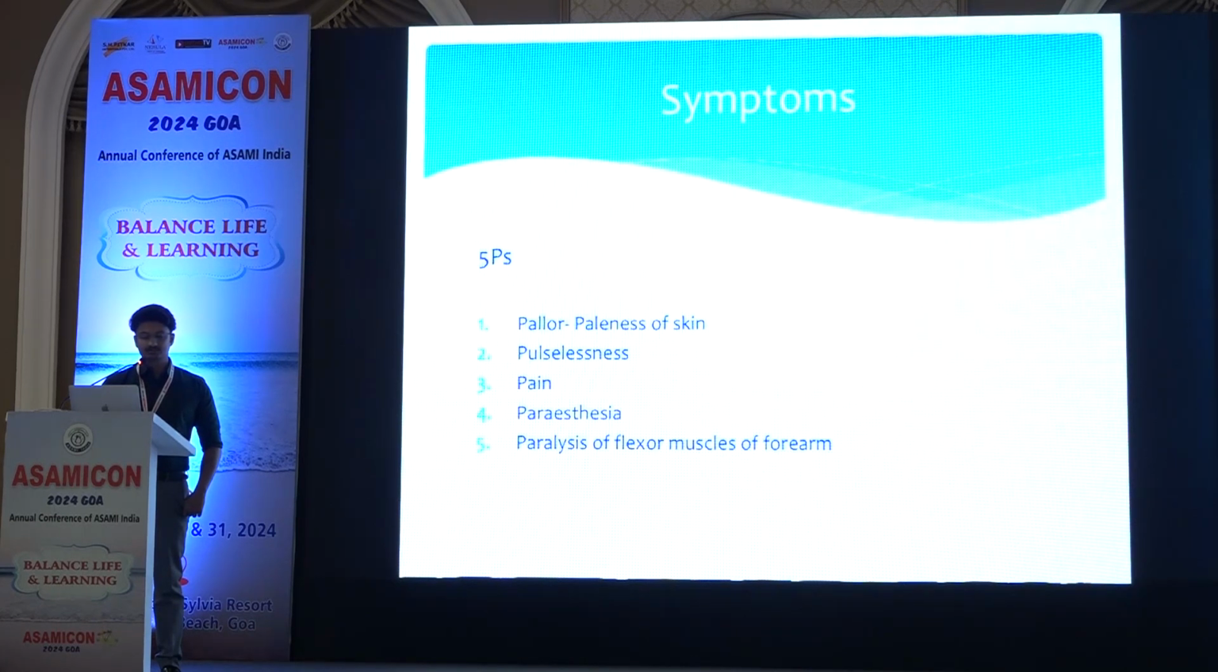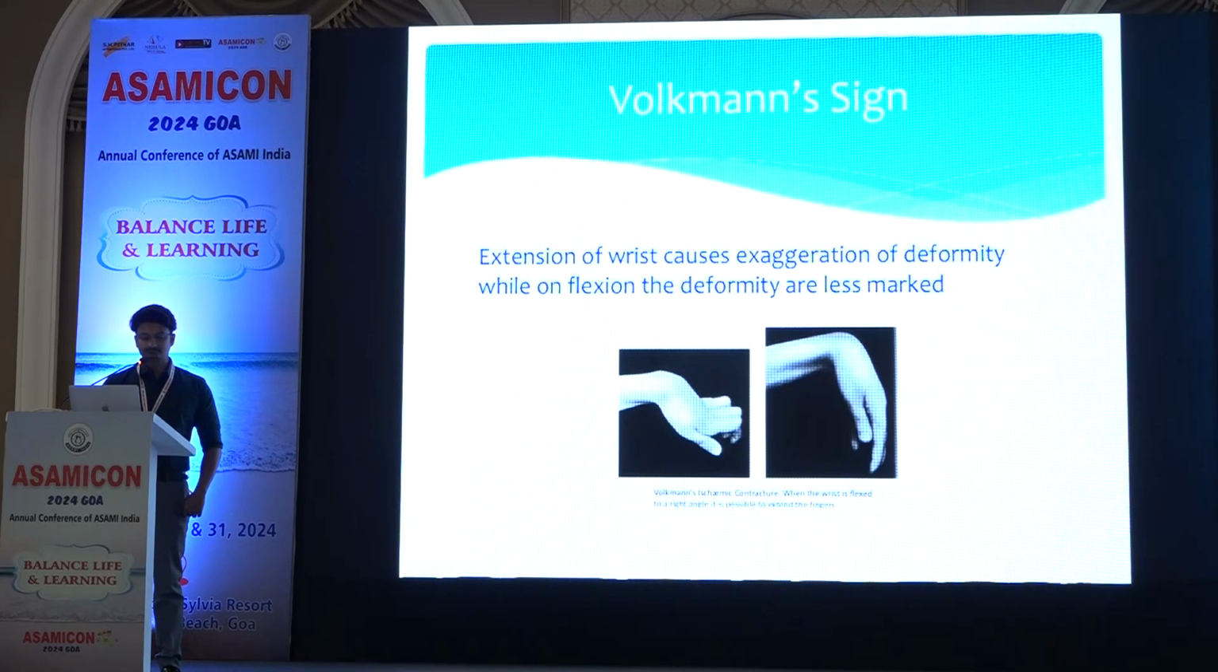The symptoms are pallor, pulselessness, pain, paresthesia, and paralysis of the flexor muscles of the forearm. There is Volkmann's sign, where extension of the wrist causes exaggeration of the deformity, while flexion causes the deformity to be less marked.